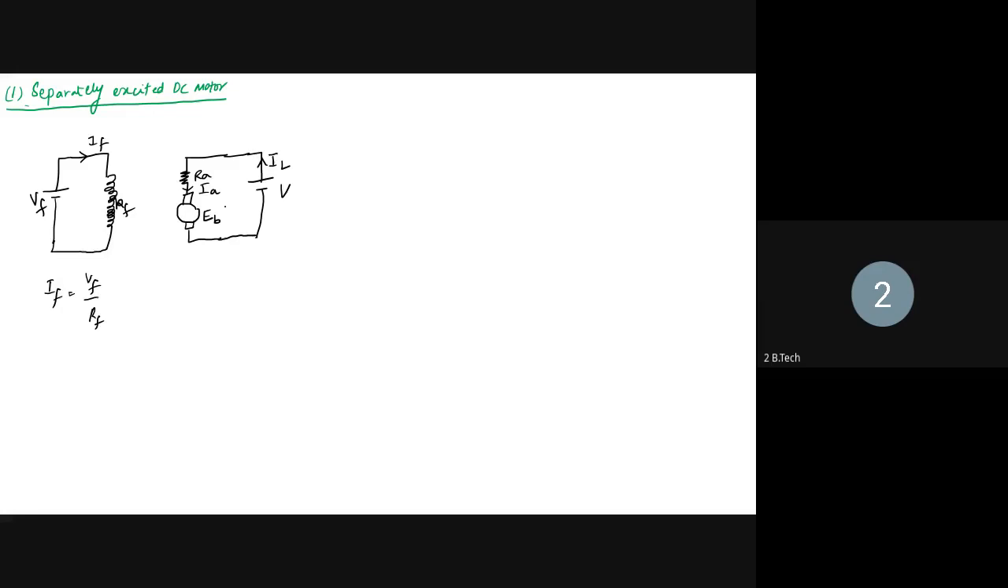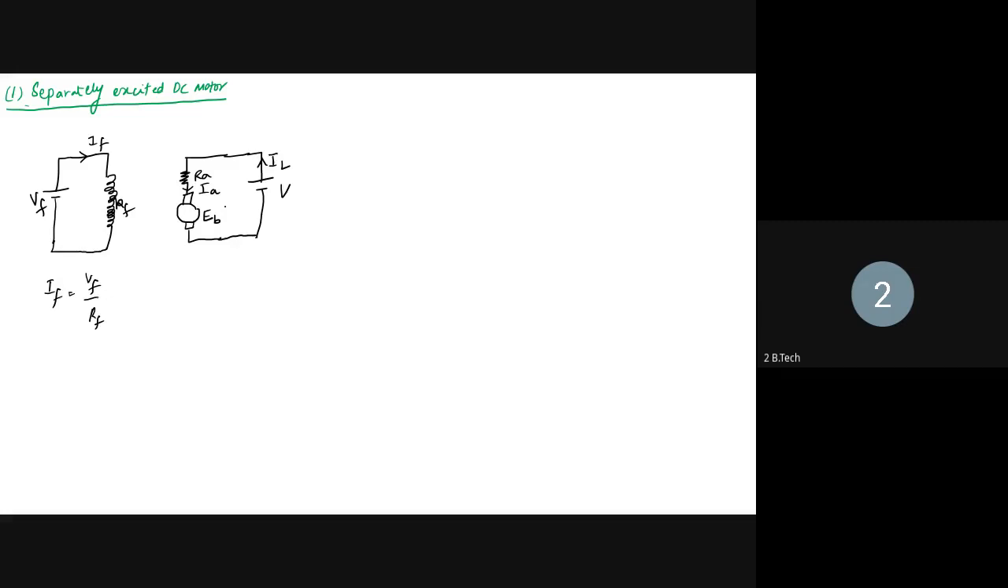So back EMF is the EMF that is induced in the motor. So actually the motor has to rotate. Whenever we are giving the electrical energy, it has to give the mechanical energy. But along with that, it is giving some induced EMF, which is called the back EMF.